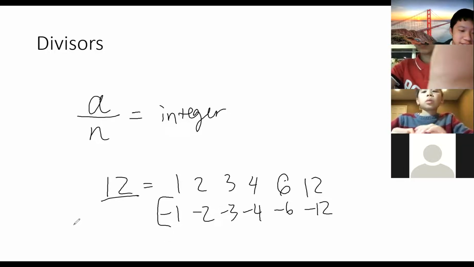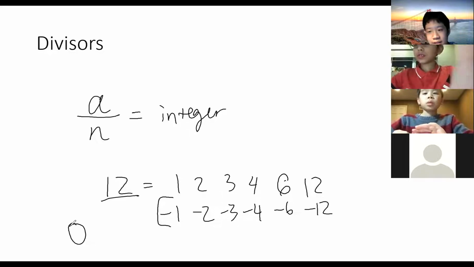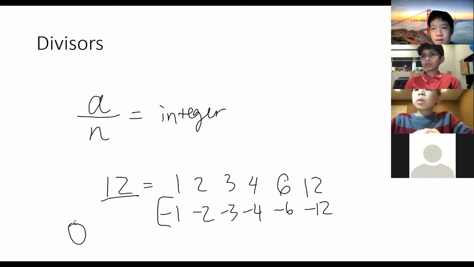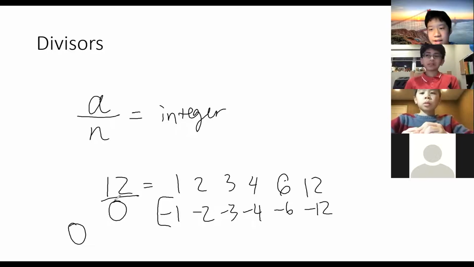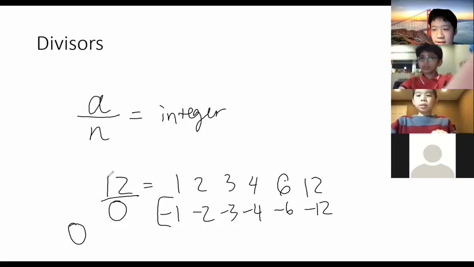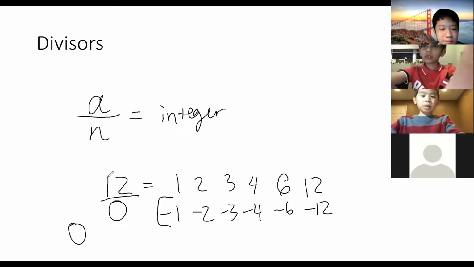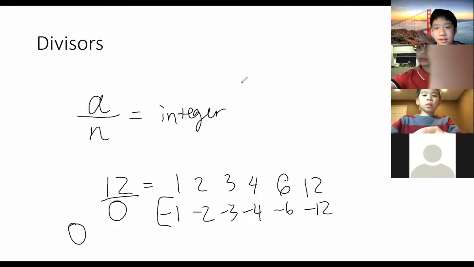But here's the question: is 0 a divisor of 12? Do you guys think that 0 could be a divisor of 12? No. Why not? If I divide by 0, that is not going to work. We can't divide by 0 according to the laws of mathematics. If we do that, we're going to get sent to jail. So 0 is not a divisor of anything, purely because we can't divide anything by 0. Okay, so those are divisors.